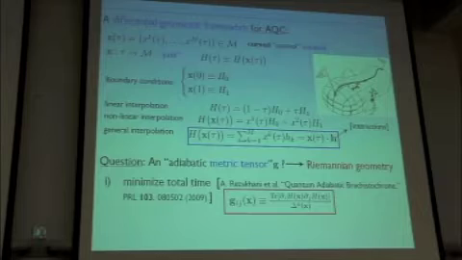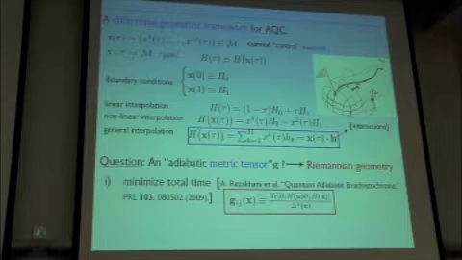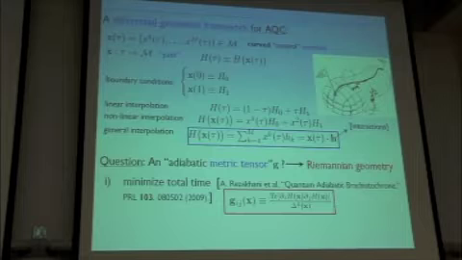Then the question is, what is the differential geometry of this control manifold? In other words, can we identify some kind of an adiabatic metric tensor which describes this manifold? And then can we deduce from it a Riemannian geometry? And the answer is yes. It turns out that this can be done in at least two ways. At least I know of two ways.